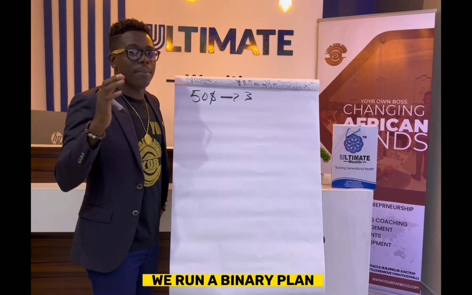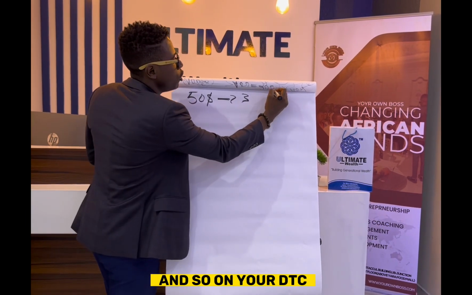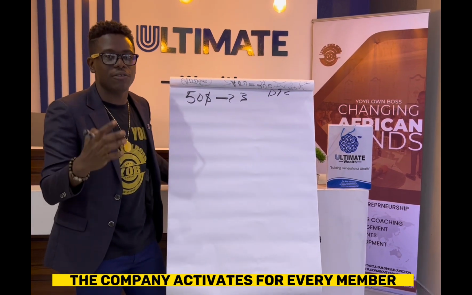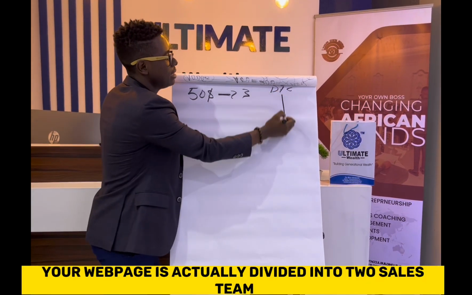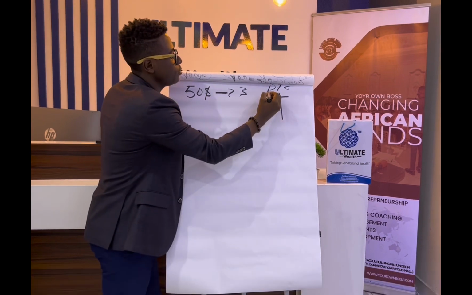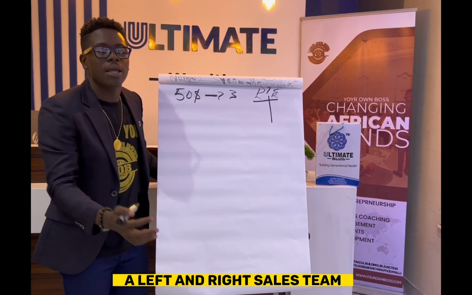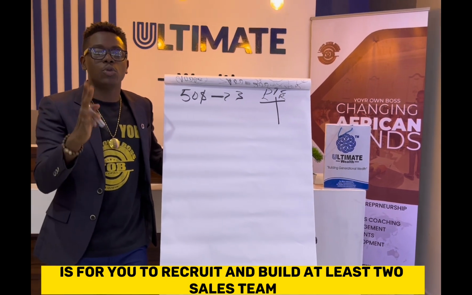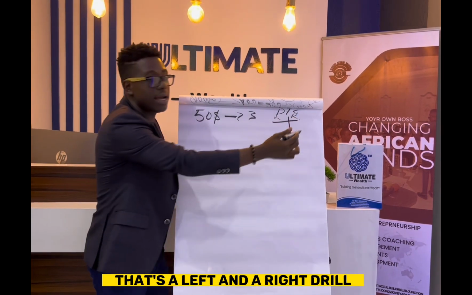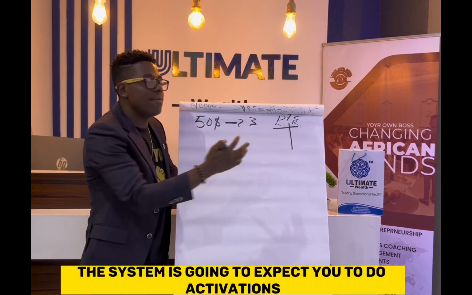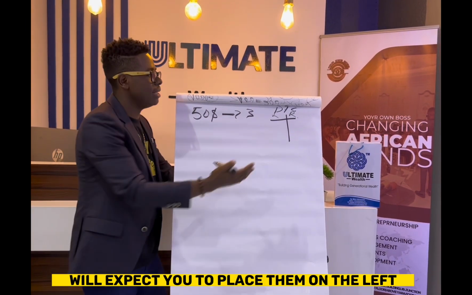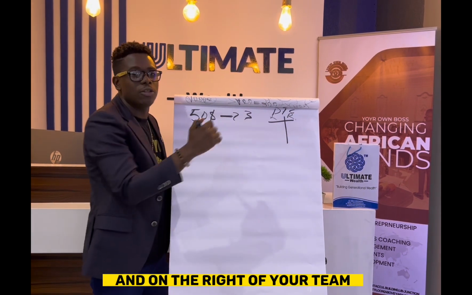Now these are the points which the system is going to use to calculate your bonuses. We run a binary plan, and so on your DTC, which is the web page I had mentioned earlier that the company activates for every member, your web page is divided into 2 sales teams, a left and a right sales team. The idea here is for you to recruit and build at least 2 sales teams, that is a left and a right group. So each time the system expects you to do activations, we expect you to place them on the left and on the right of your team.